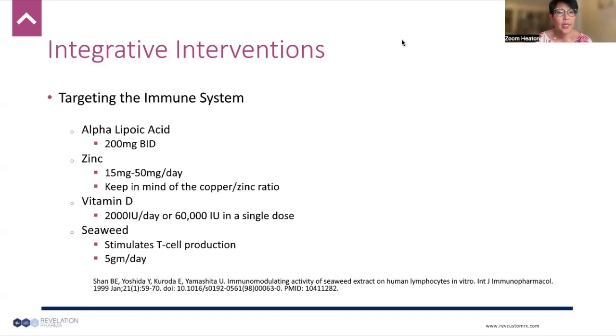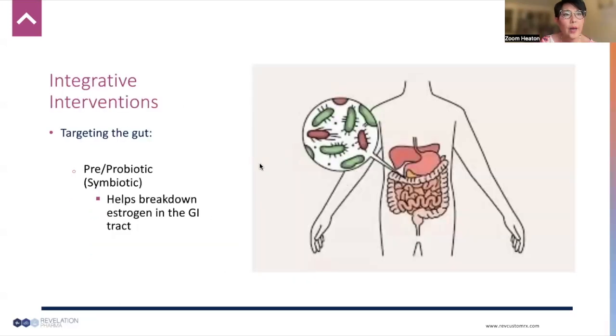And vitamin D is anti-inflammatory, anti-proliferative, antioxidative, and it has immunomodulatory effects. So you can do 2,000 international units per day or 60,000 international units in a single dose. Seaweed stimulates T cell production, and usually your standard dose is 5 grams per day. Then we also have to target the gut.